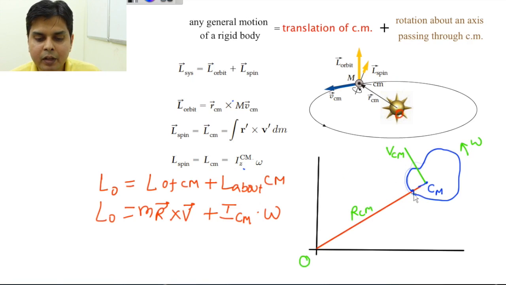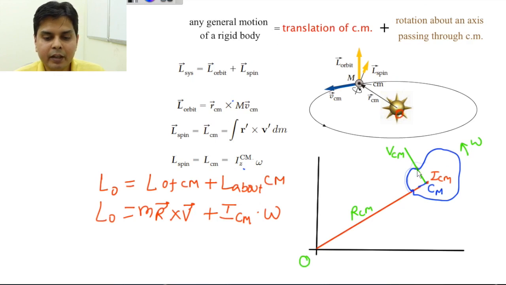R and V. I just concentrate on my body, that body which is having say moment of inertia ICM about center of mass and angular velocity omega. So L about this center of mass will be ICM into omega. So this is the two-step process which we had written here also, which is based upon this very basic theorem of Chasles.